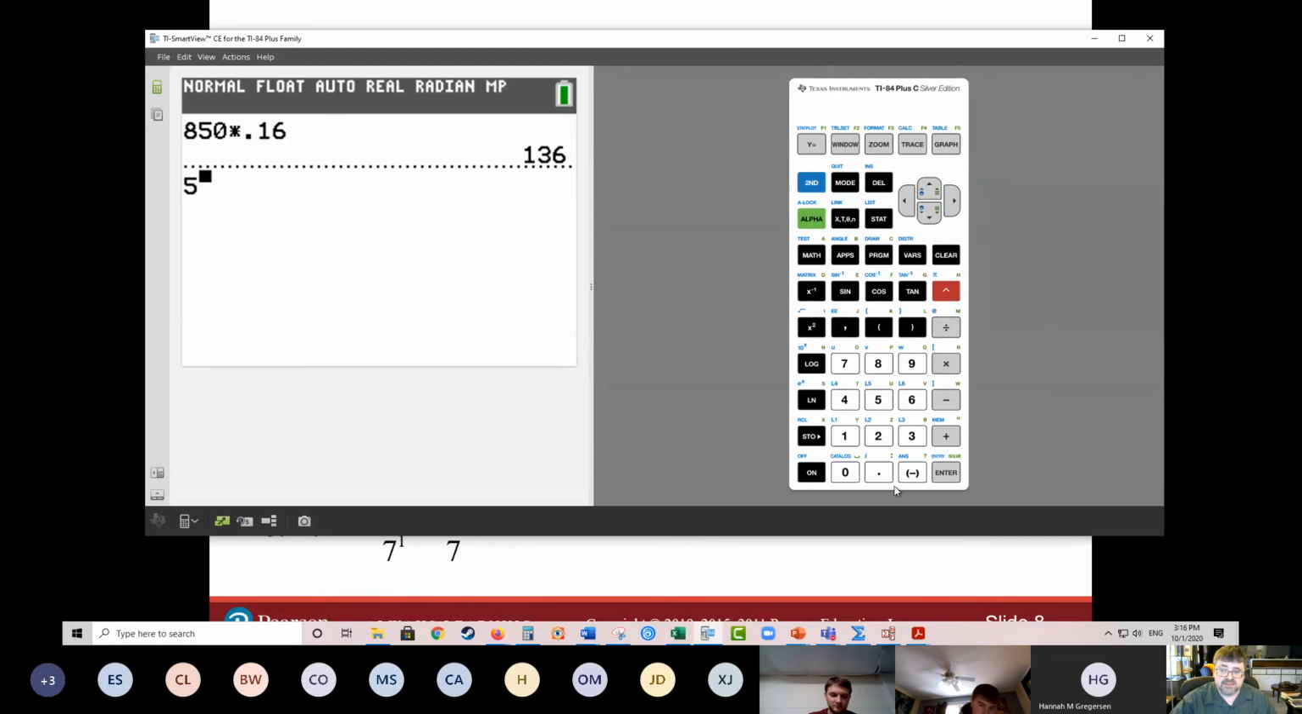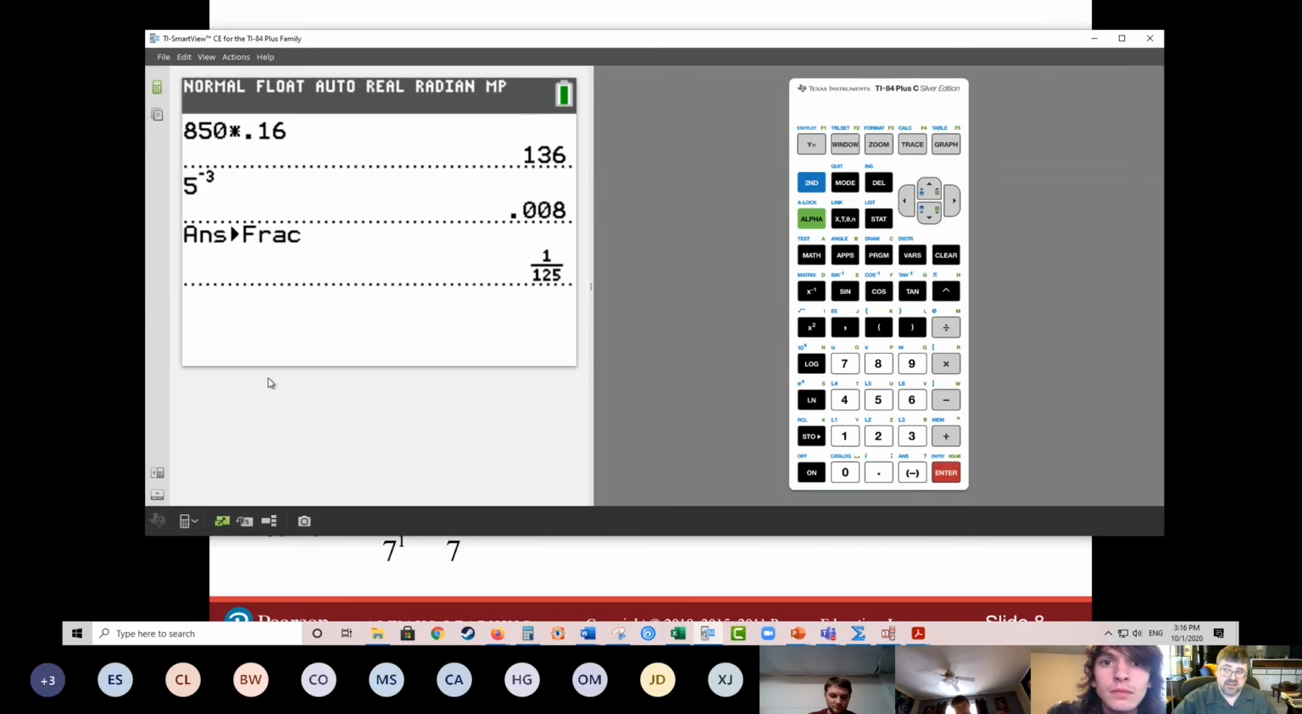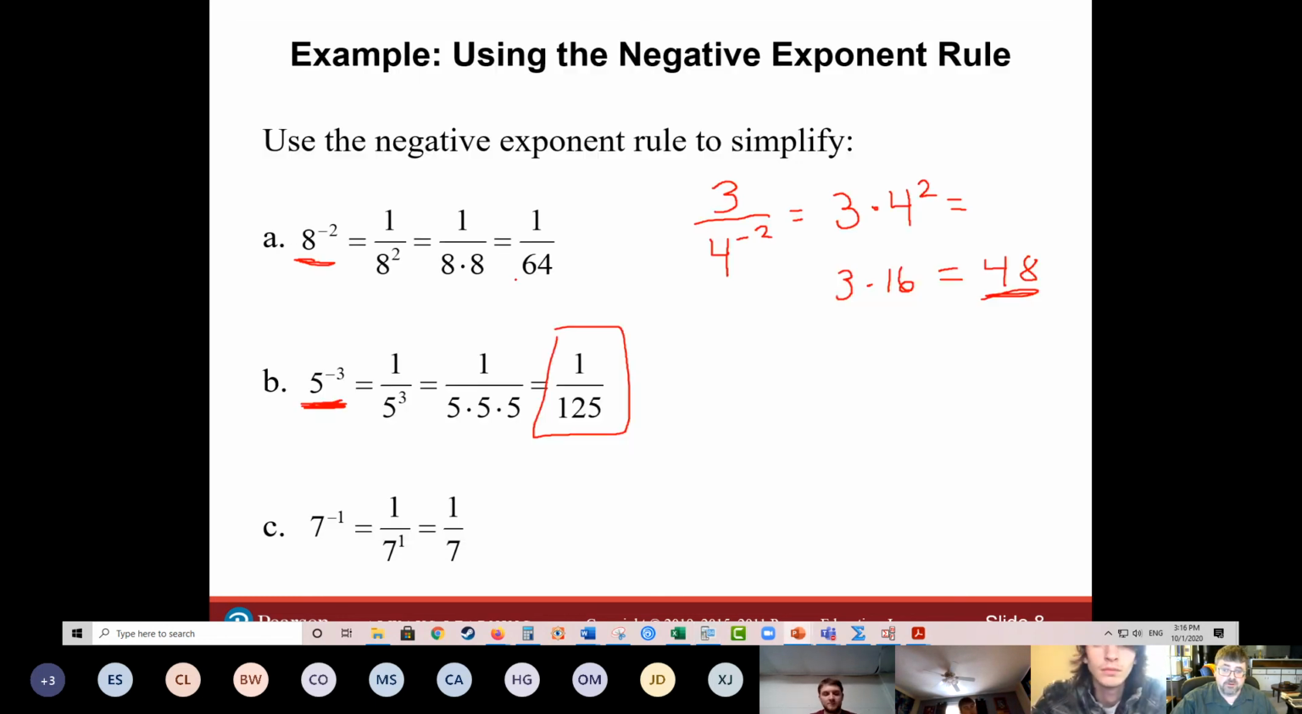Now, a more advanced calculator like the TI-84 also can handle this, and of course can show us our answer as a fraction, which I can't keep you from doing, which is fine because you're going to use this in other math courses, specific calculator. But your answers for these exponent problems are typically going to be either an integer, like 48, or a fraction like 1/64 or 1/125.